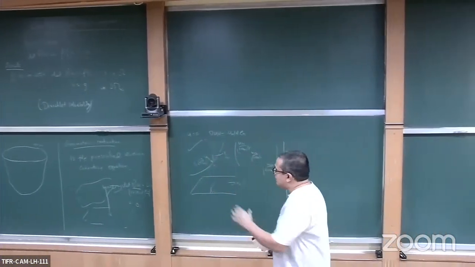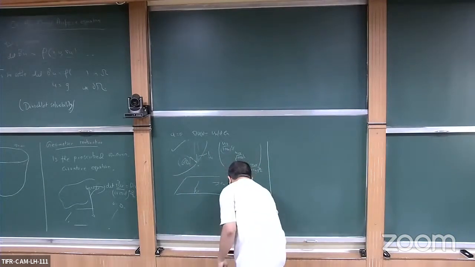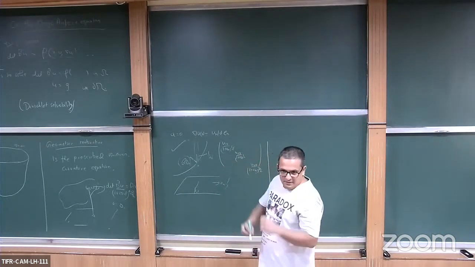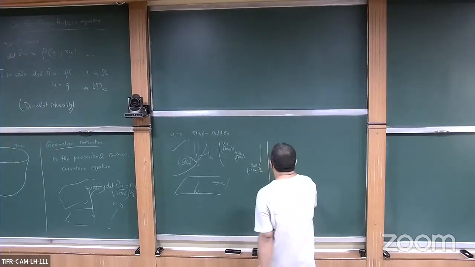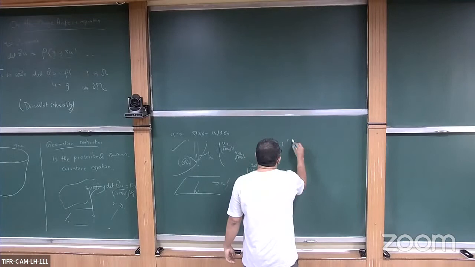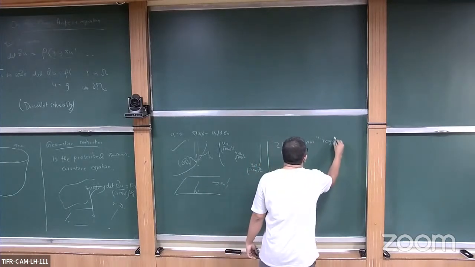And now the second, so this would be one goal of the course, which is to solve det of D squared u equals to f. Okay, and the second goal of the course, which is really the hard part of this course, is interior regularity of solutions. So the second goal of the course will be interior regularity of solutions.